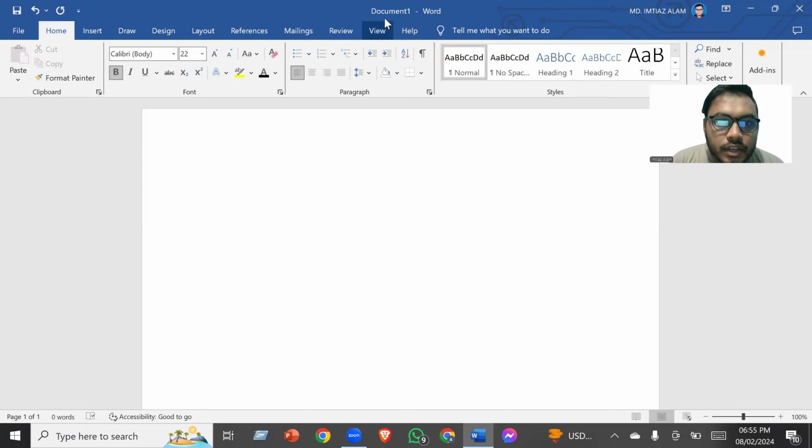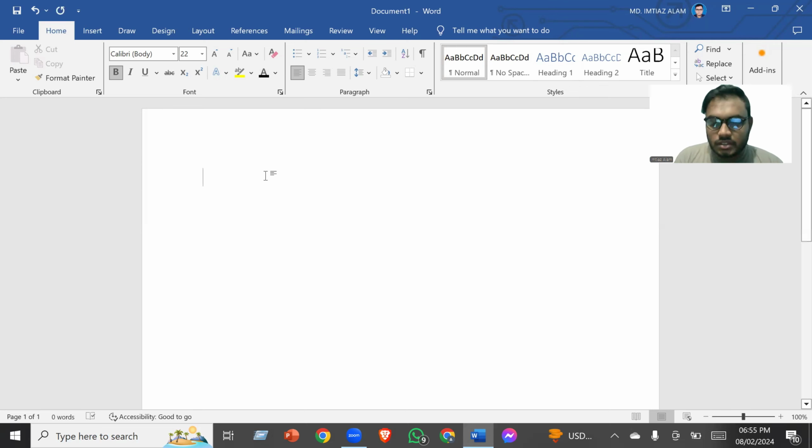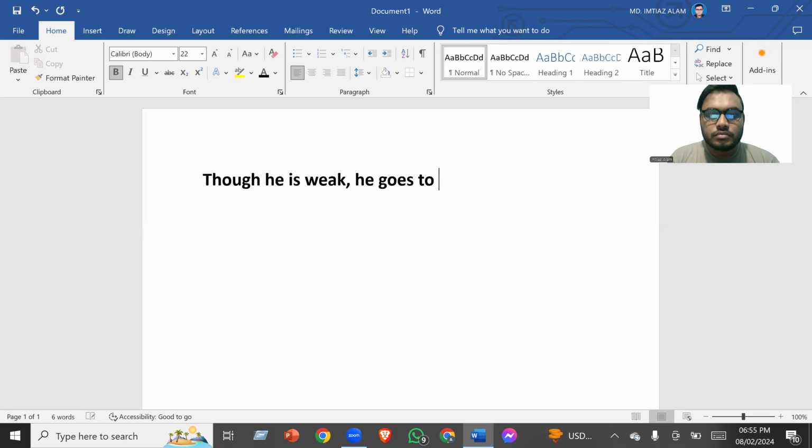Okay, let me make this black so it will be clearer for you to understand. Now, you can see I have written one sentence, and that is, though he is weak, he goes to school. So how are you going to understand whether this is complex sentence or not?